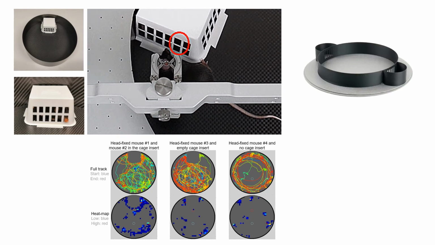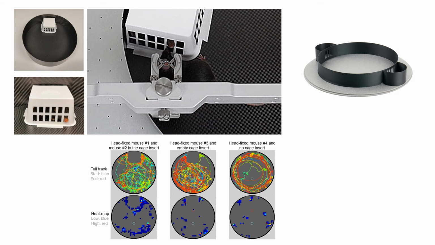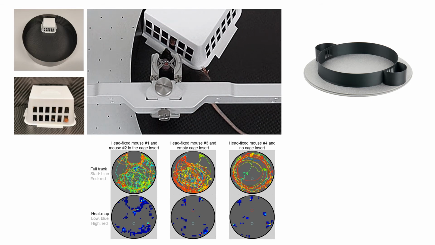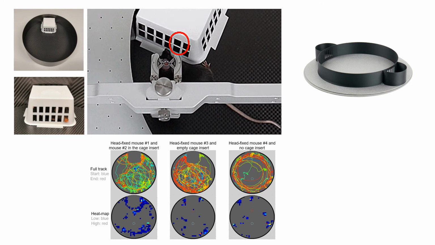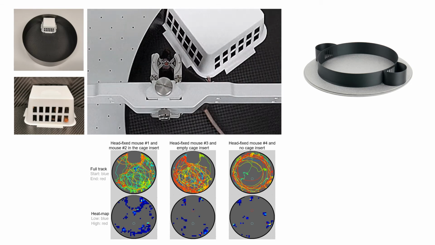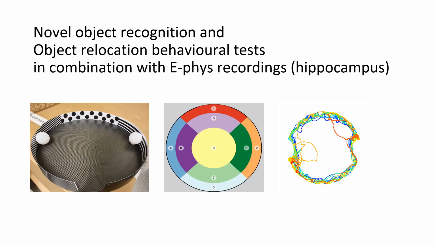More recently, we started using a different design of the cage where the enclosures, there are two of them, are attached to a round central hole so that it does not interfere so much with the movement of the mouse.